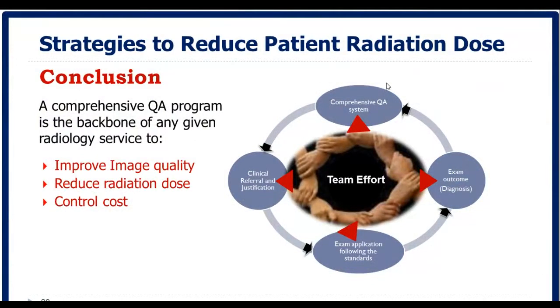In conclusion, we need to mention that these strategies reduce patient radiation dose, and we need to link it to the image quality, because the ultimate goal is to balance between the patient radiation dose and the image quality at the same time, balancing to have the right diagnosis. So this could be achieved through a comprehensive quality assurance program, which is considered the backbone of any given radiology service to improve image quality, reduce radiation dose, and control costs. And it is a team effort.